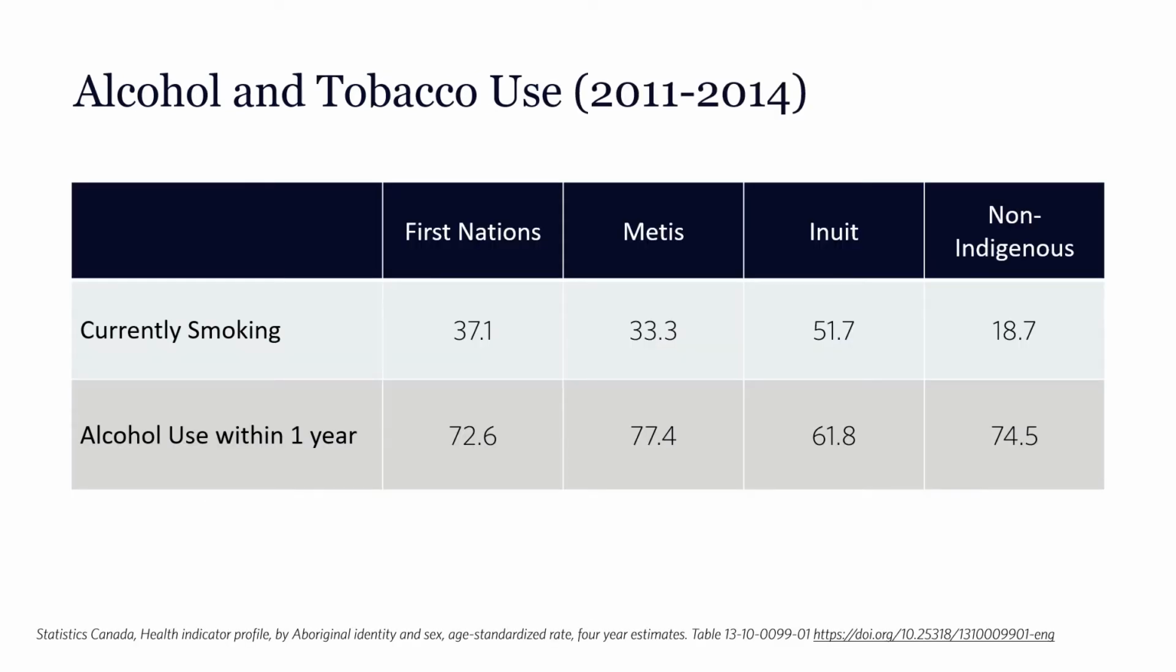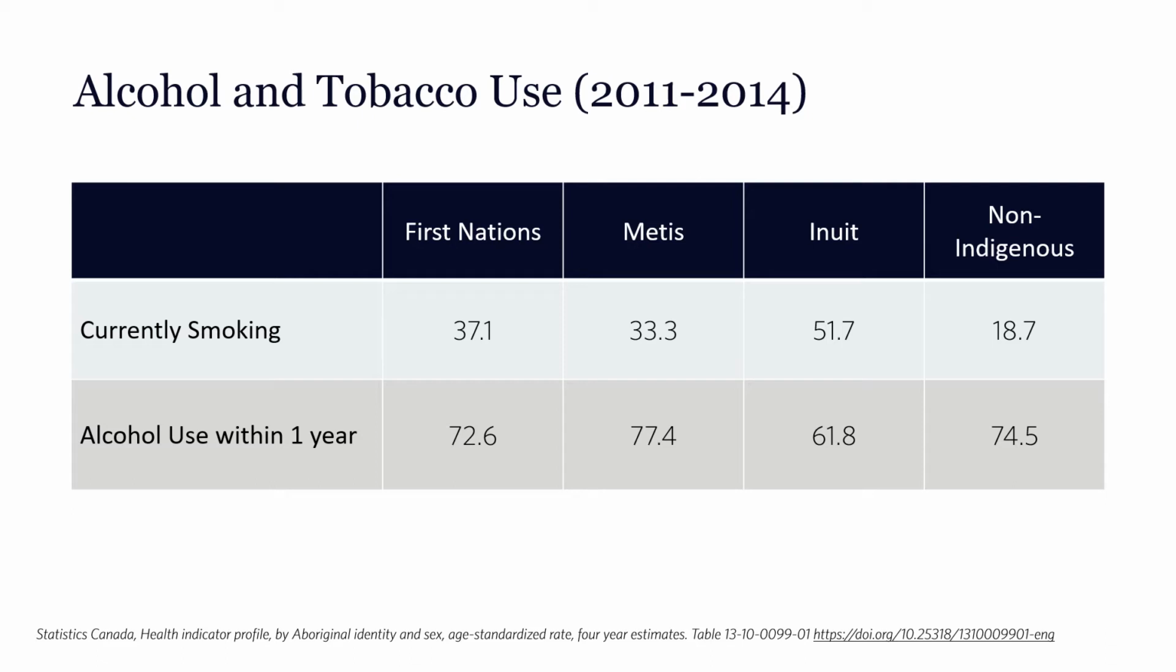Some people may believe that Indigenous Canadians have significantly higher risk factors when it comes to health behaviors. Some believe that this is a primary driver of the health disparities. Smoking and alcohol use are 2 examples of health behavior indicators. While the rate of smoking is significantly higher among Indigenous Canadians, the rate of alcohol use is similar to non-Indigenous Canadians, if not slightly lower.